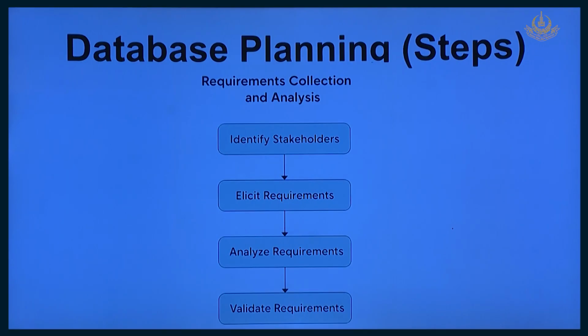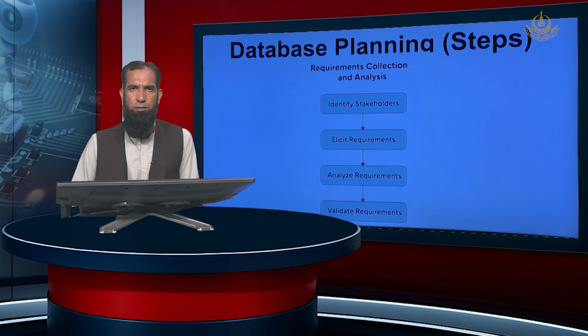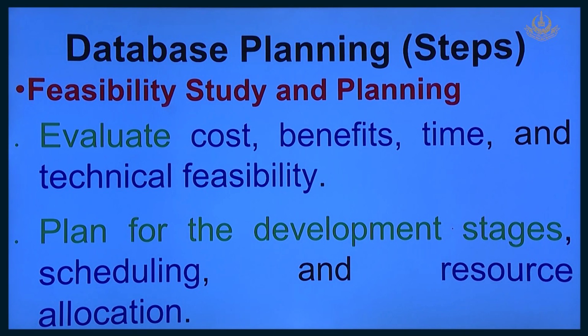The fourth point is requirements validation. Finally, we confirm the requirements with the stakeholders. This step ensures that what we have documented truly reflects their needs and expectations. By following these steps, we can be confident that the database system will be designed based on accurate and well understood requirements. The next stage is feasibility study and planning.